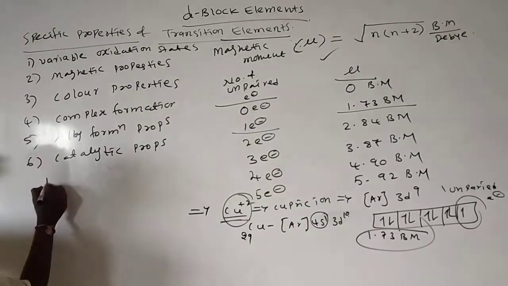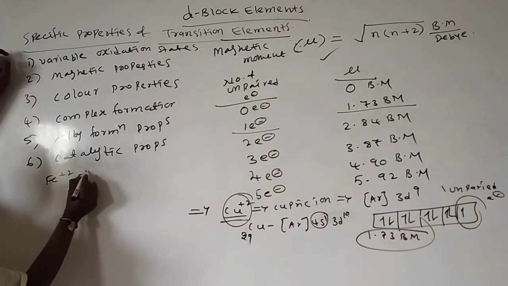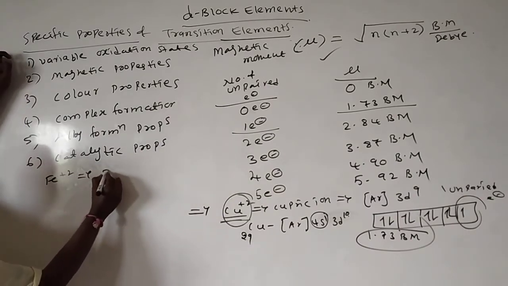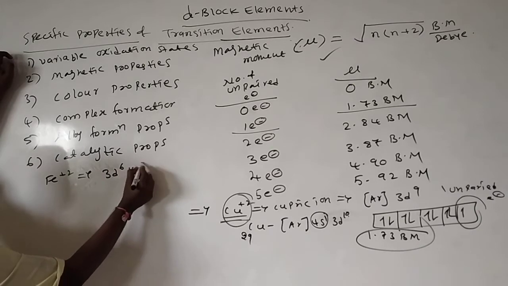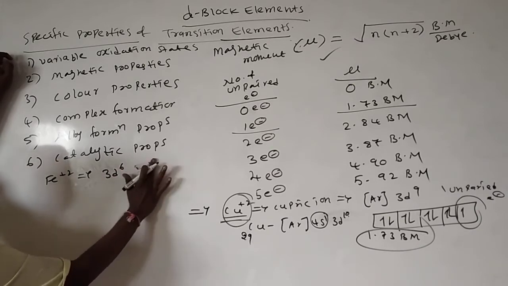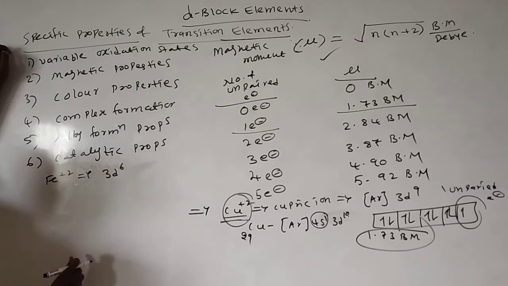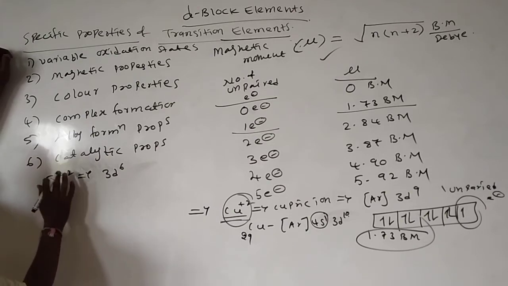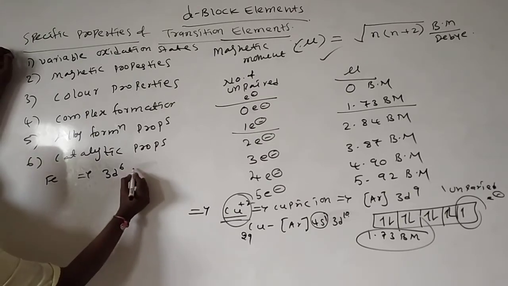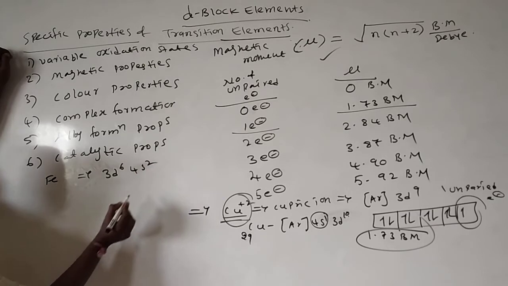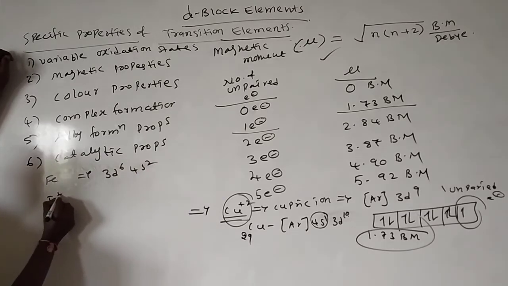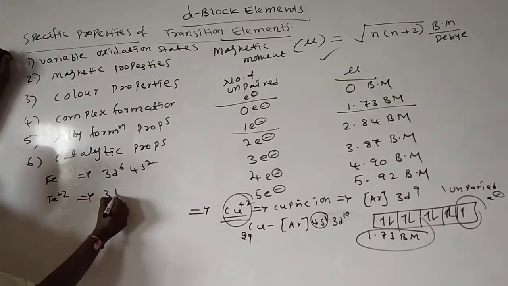You take Fe+2 or Fe+3. Iron's electronic configuration is 3d6 4s2. For Fe+2, remove 2 electrons, giving 3d6.